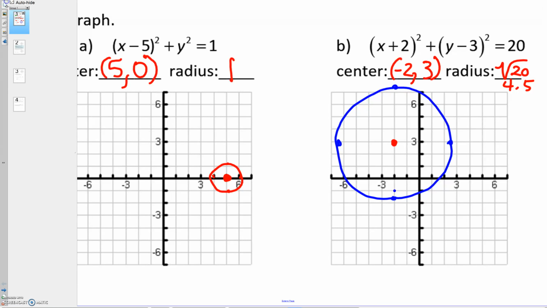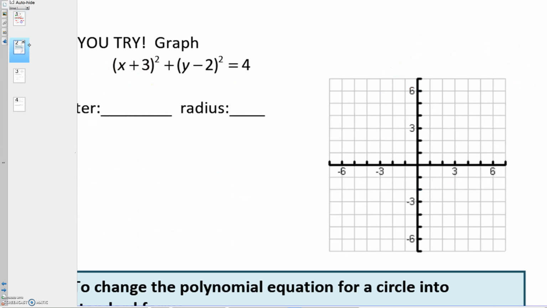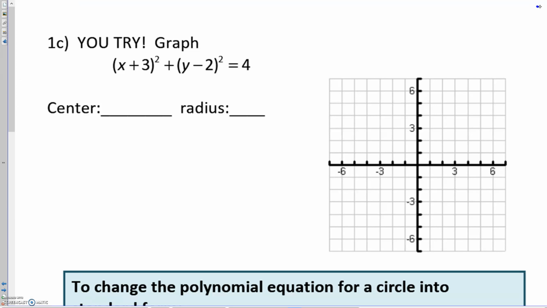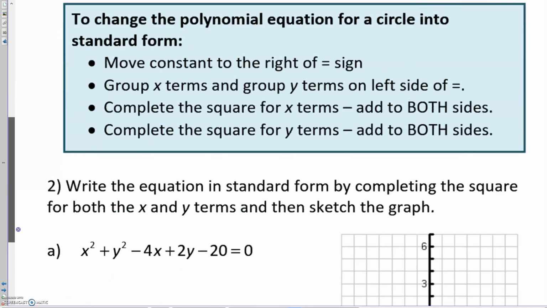Now, what I want you to do is pause the video, and I want you to give this a try. And I will show you how to do it in just a minute, but just make sure and check out and make sure that you know what you're doing. All right, and then you should end up with this. The center's -3, 2, and the radius also is 2, and there's the graph of it there.